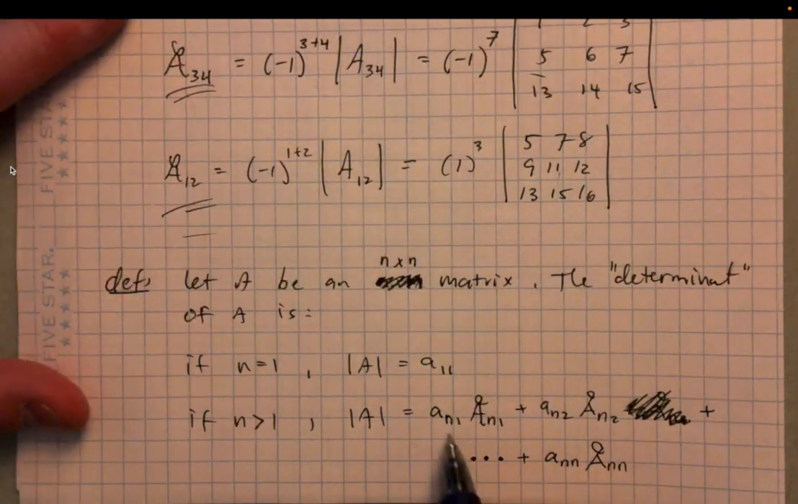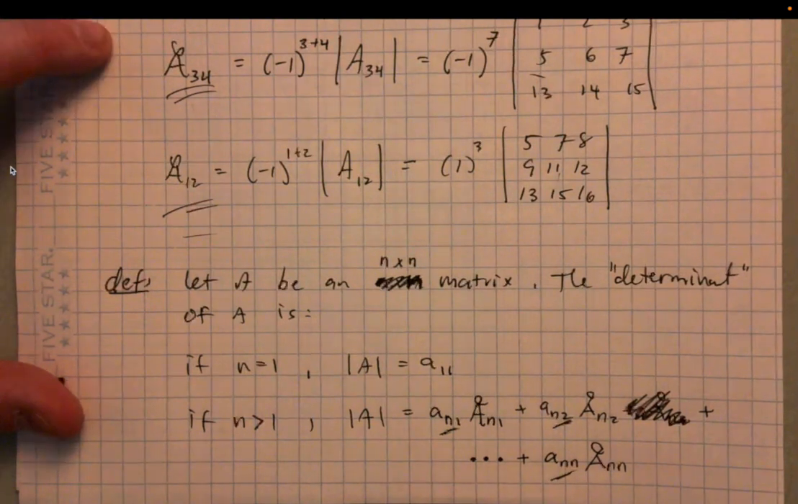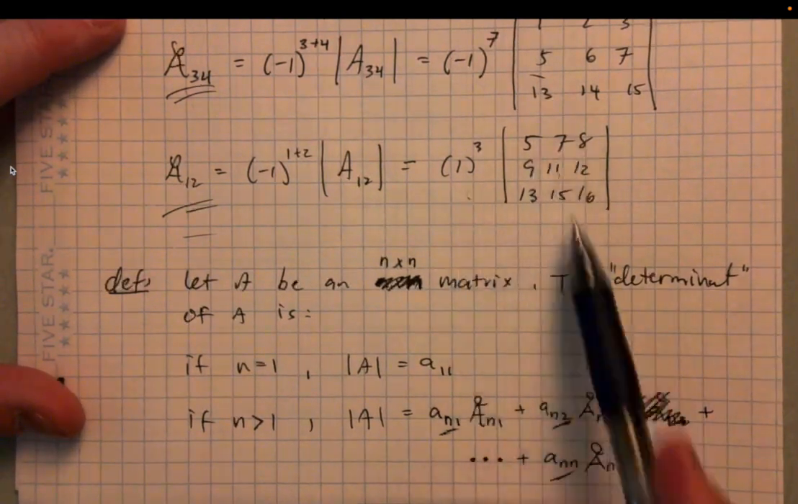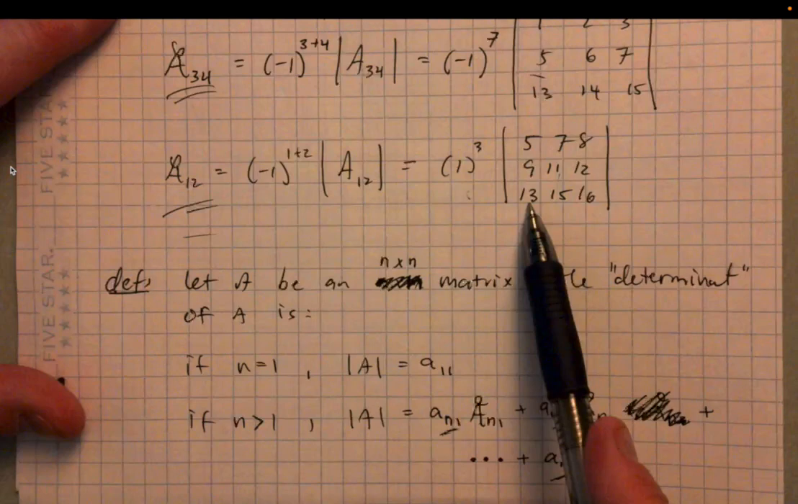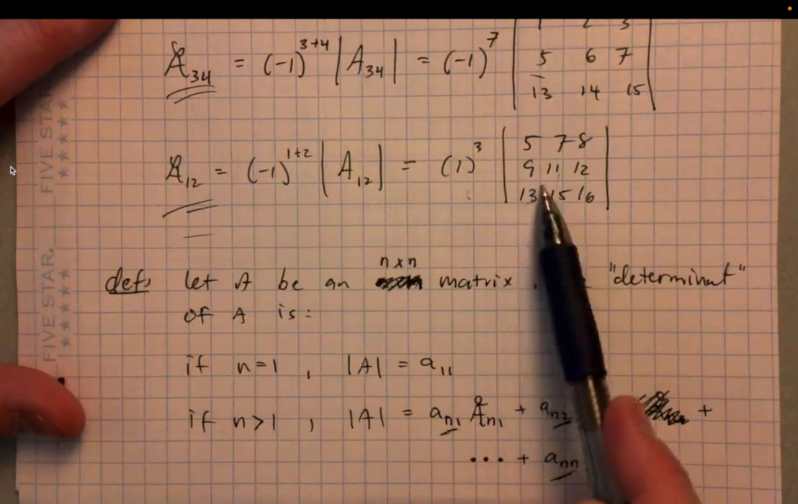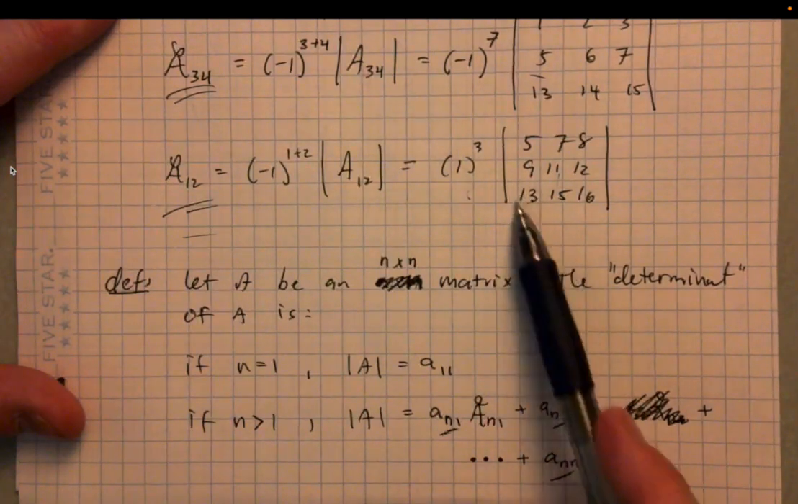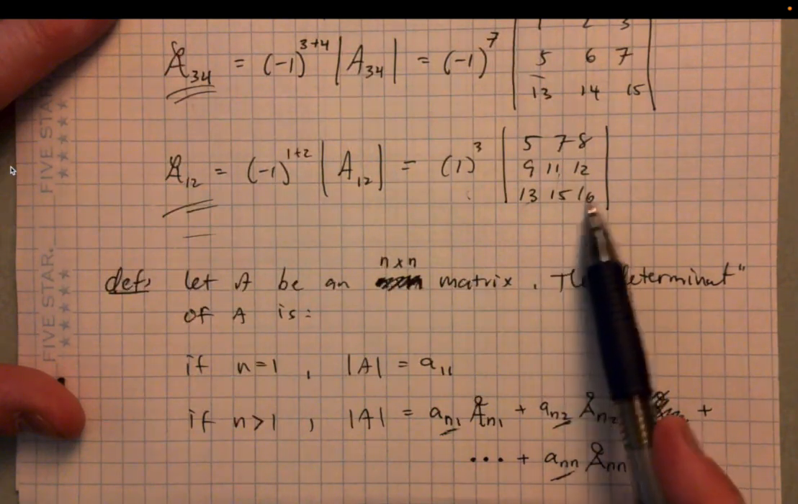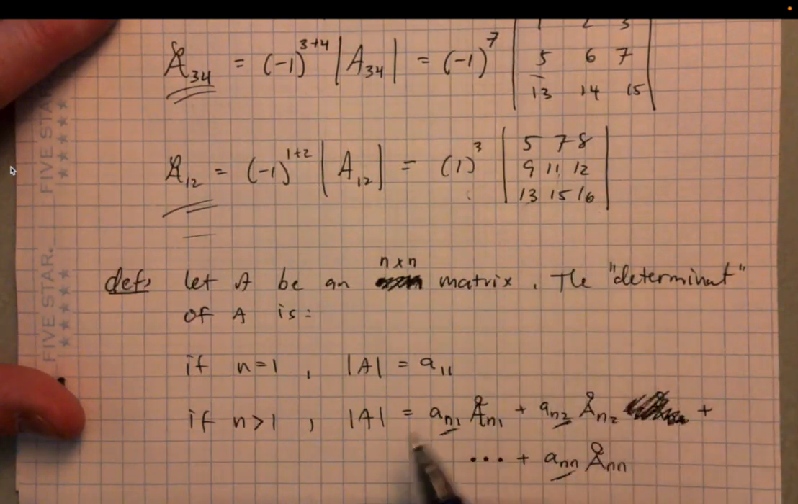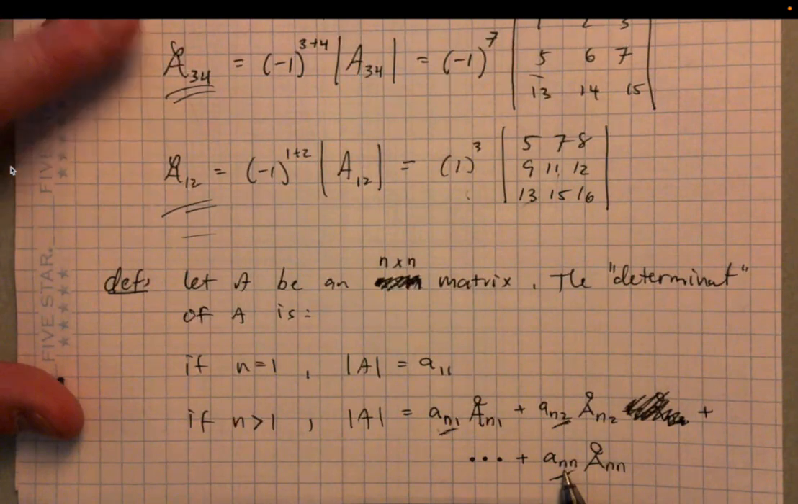And so what is this a_n1? Well, that's just the n1 entry of the matrix, the n2 entry of the matrix, and the nn entry of the matrix, right? So in the case of a 3 by 3, the 3-1 entry would be 13, the 3-2 entry would be 15, the 3-3 entry would be 16. So this would be 13, 15, and 16.